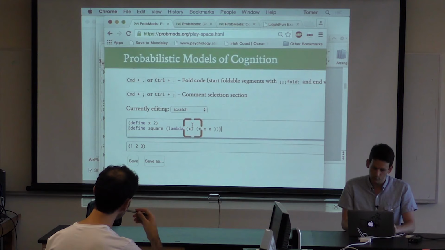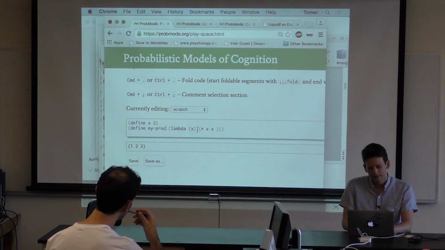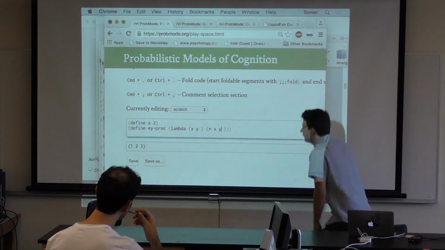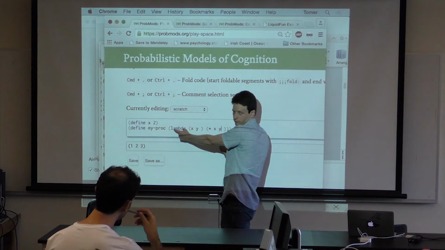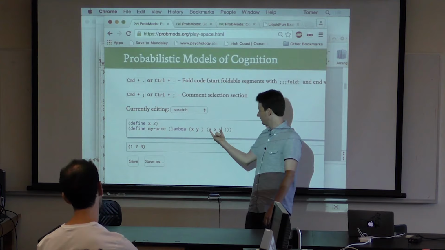Let me just give you one more example. If I wanted something with two arguments, I could have called it something like myproc, lambda x y, and now what it does is it multiplies x y. This is an example of a thing. What sort of thing is it? It is a procedure. I know it's a procedure because it starts with lambda. It takes in two arguments. Here they're called x and y. What does it do with them? It multiplies x times y. Really, this is just multiplication.